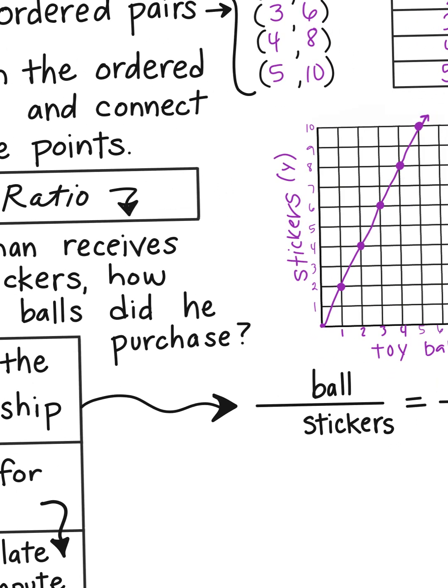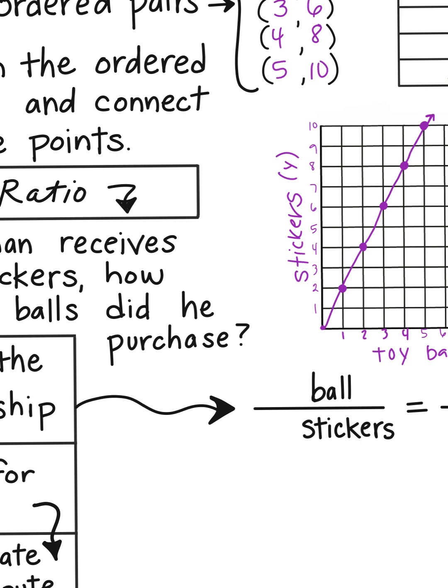Okay, so if Nathan receives 40 stickers, then how many toy balls did he purchase? 40. Or 20. Okay, how did we figure that out? 5 by 2. Well, I can also use a unit rate, right? So I already knew that for every ball, I get 2 free stickers. So if I end up with 40 stickers, I'm solving for X. We're getting into algebra. X is what I'm looking for.